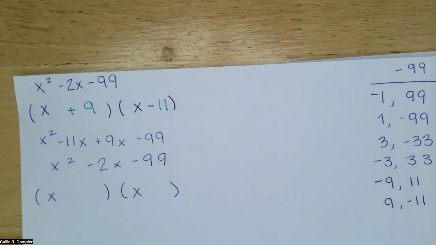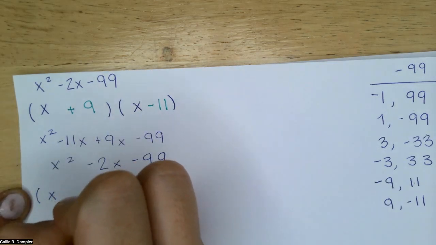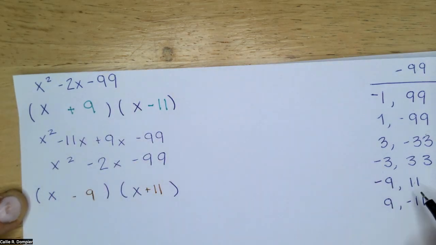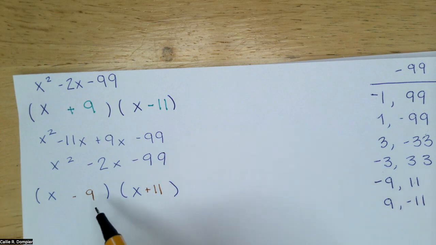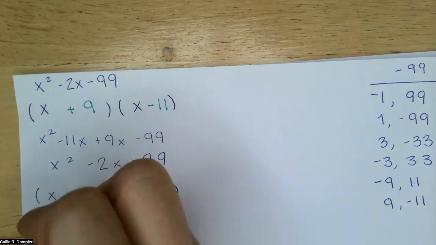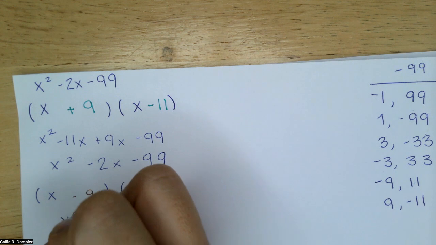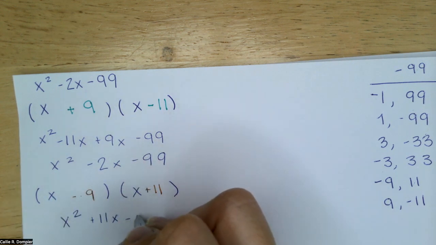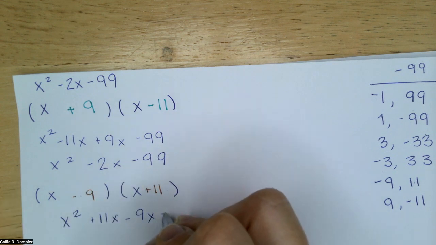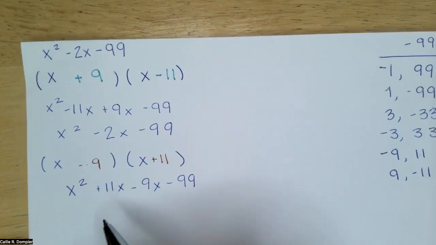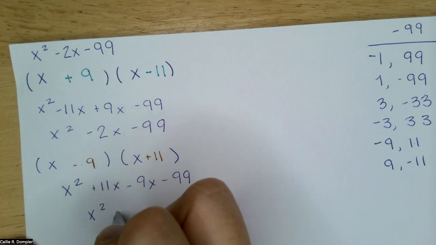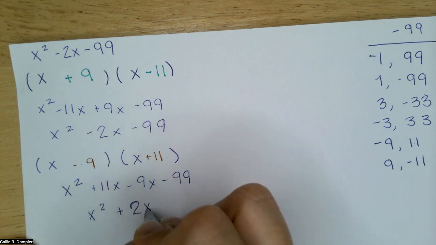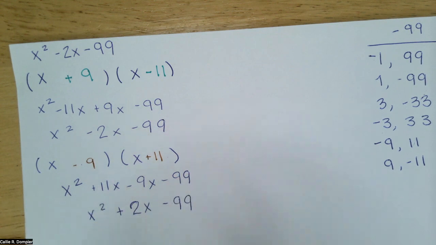Also, if we had chosen those two numbers but switched the signs, minus 9 plus 11, right? Then x times x is x squared, x times 11 is plus 11x, negative 9 times x is minus 9x, negative 9 times 11 is negative 99. When I combine like terms, it would have been x squared plus 2x minus 99. And I would have seen that, oh, that is quite similar.